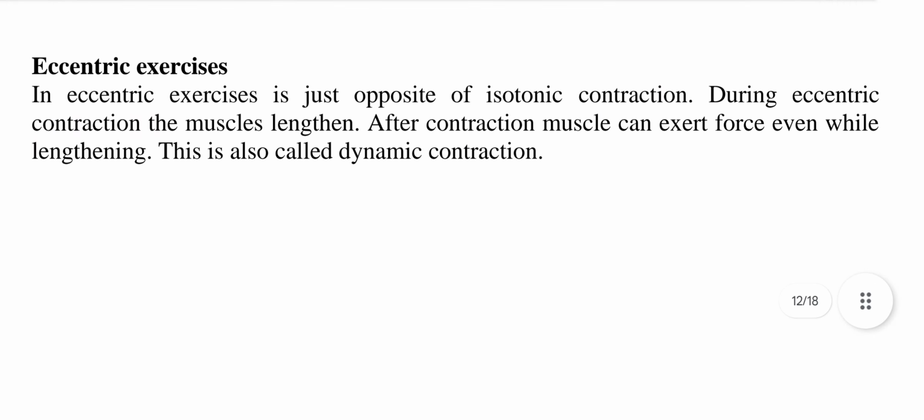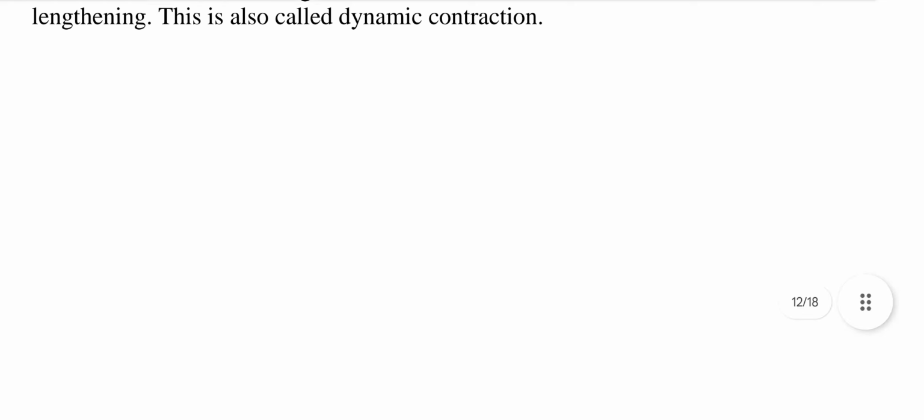Eccentric exercises. Eccentric exercise is just the opposite of isotonic contraction. During eccentric contraction, the muscle lengthens. After contraction, the muscle can exert force even while lengthening. This is also called dynamic contraction.